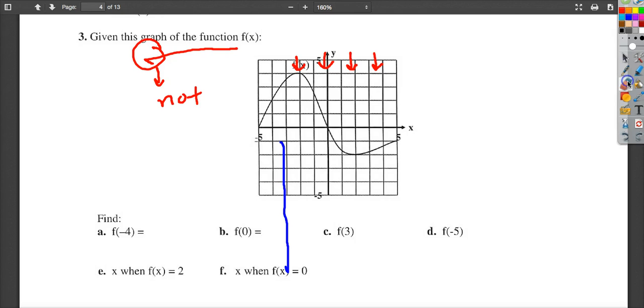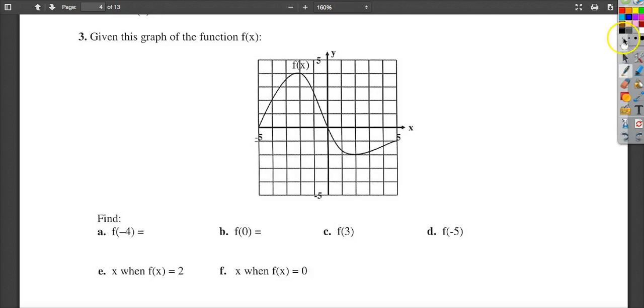Let's get rid of this. Now, for function notation. Function notation is just a different way of writing functions. So, let's look at that.